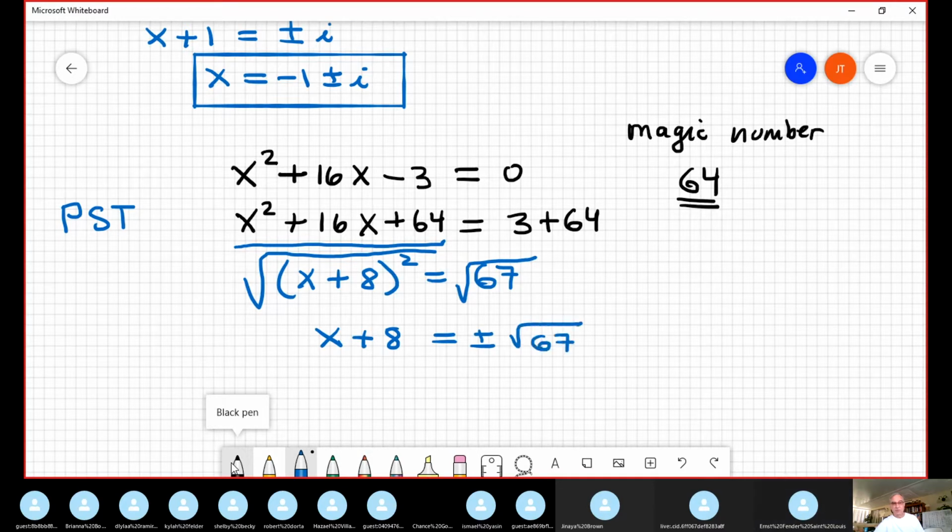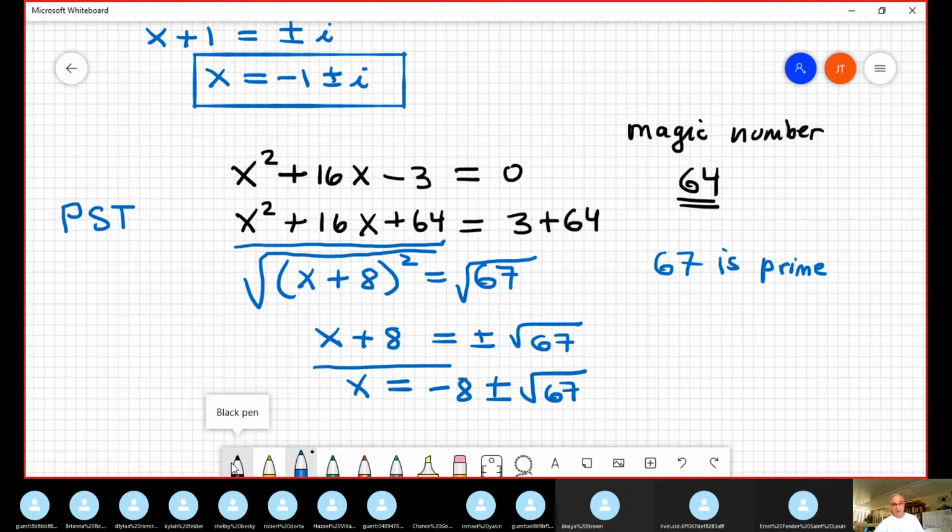Now 67, unfortunately, is a prime number. So we cannot simplify anymore. The only solution for x is minus 8 plus or minus square root 67. That is the final answer.